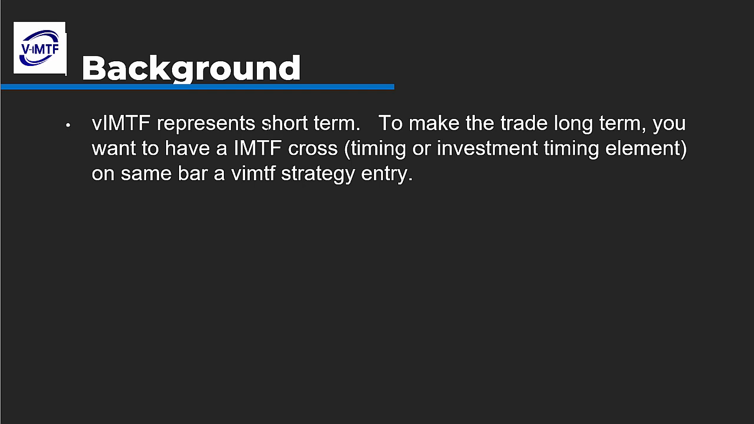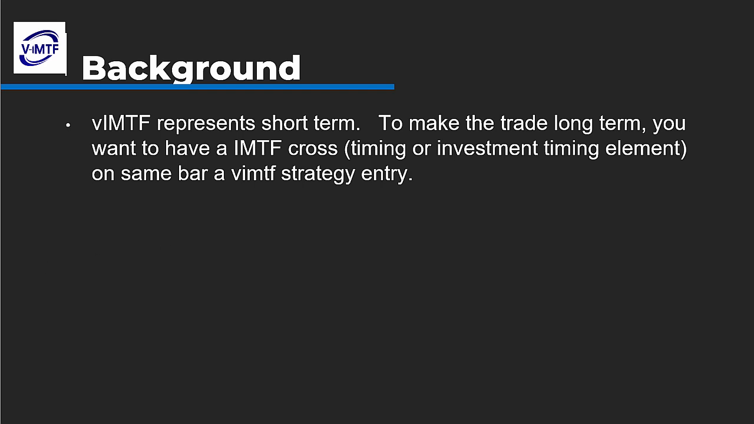vIMTF represents short-term trading because it goes up with volatility and then it could come down. To make a trade long-term, you really want an iMTF cross or a dot, which is a timing or investment element, on the same bar that you entered with the vIMTF strategy. By doing that, you have on the same bar an iMTF entry and a vIMTF entry, to a point where it's high probability, and it's also got a high probability to get to the target very, very fast.